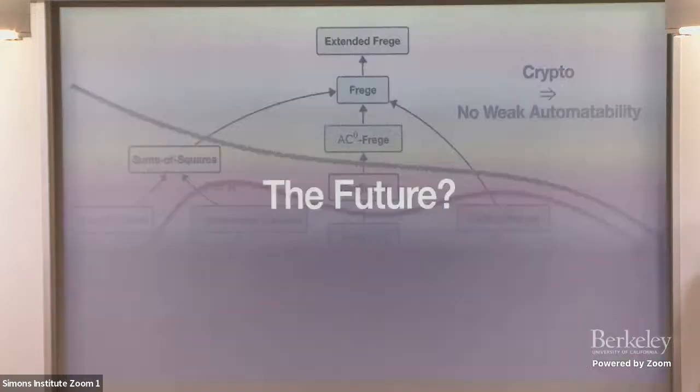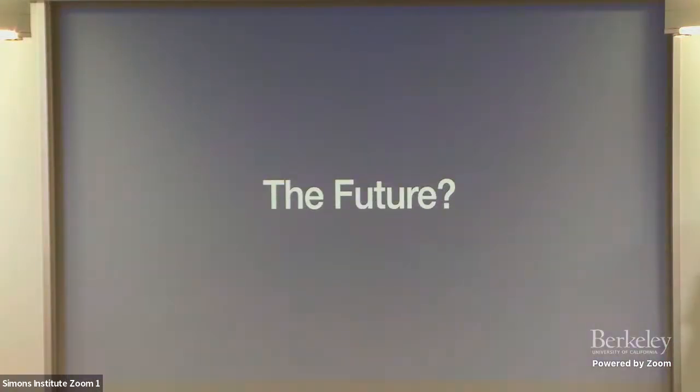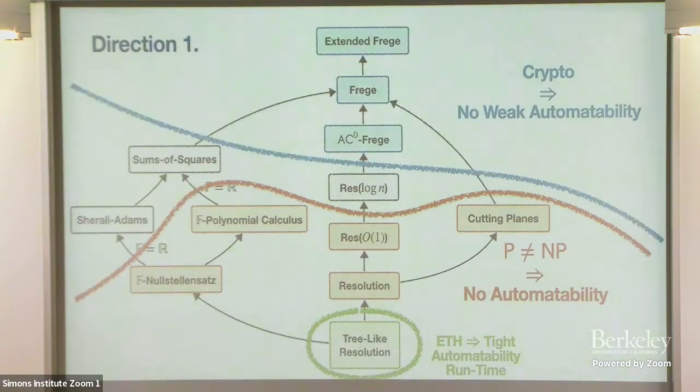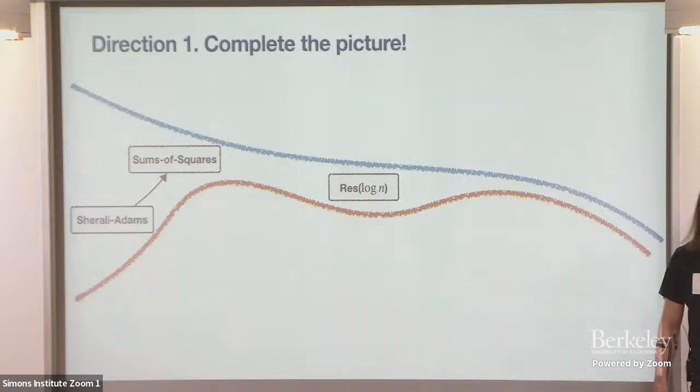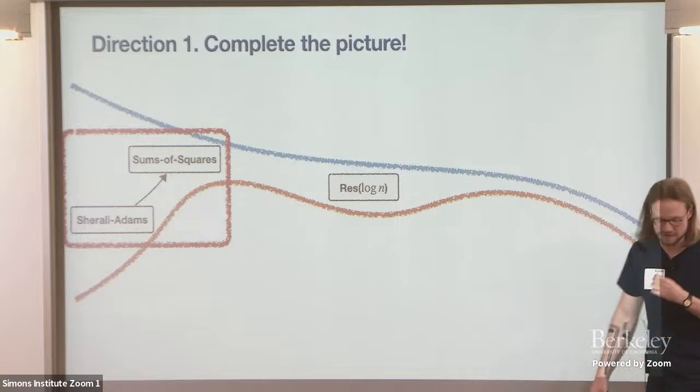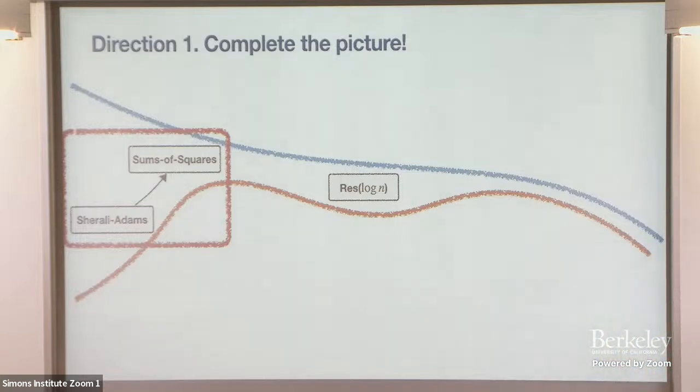Okay, so in my last couple minutes, I'm going to talk a little bit about the future, and I'll go quick because I know I'm getting quite low on time. I want to outline just three obvious directions, to me at least. So the first direction, which I think is completely obvious, is to complete this picture here. We have these annoying sandwich proof systems where we don't really know if they're automatable or not. Surely they're not automatable. For Sherali-Adams and sum of squares, this is something that we've been thinking about quite a bit, and hopefully we'll have something interesting to say soon.